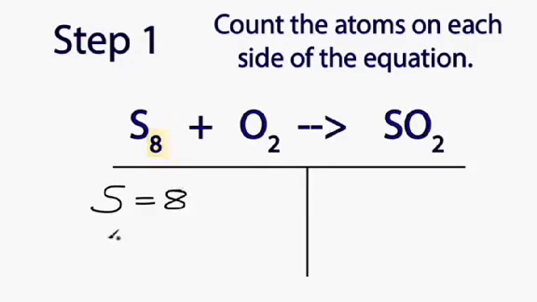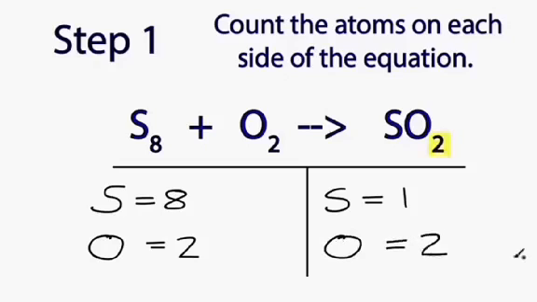Sulfur, I have 8. Oxygen, I have 2. On the product side, sulfur, I have 1. And oxygen, I have 2. Note, if there is nothing after an element, we assume that to be 1. And that's it. We're done with the first step.